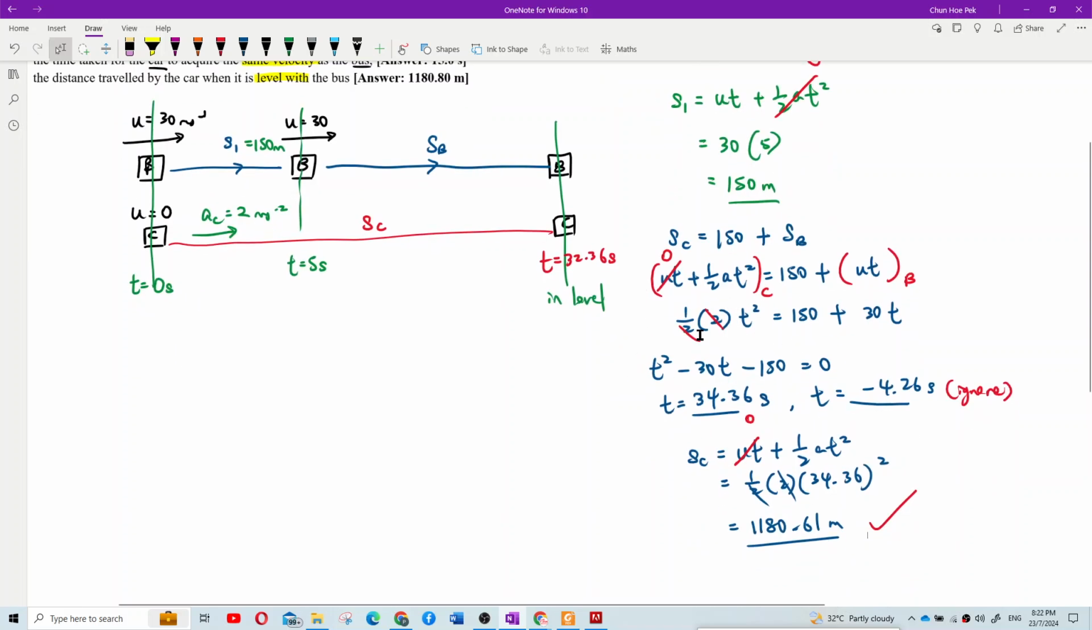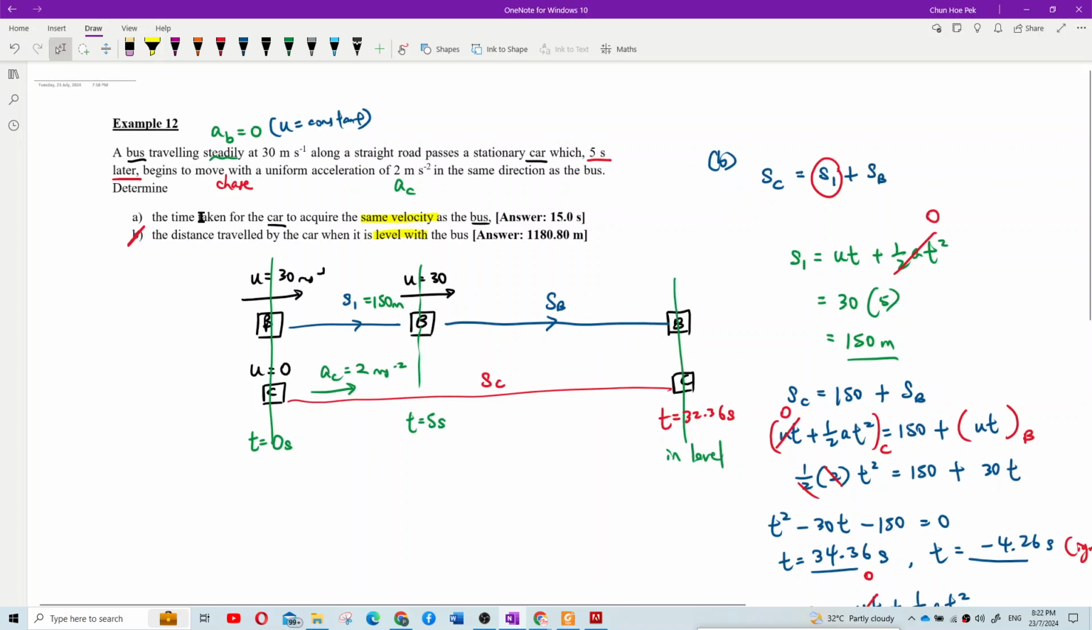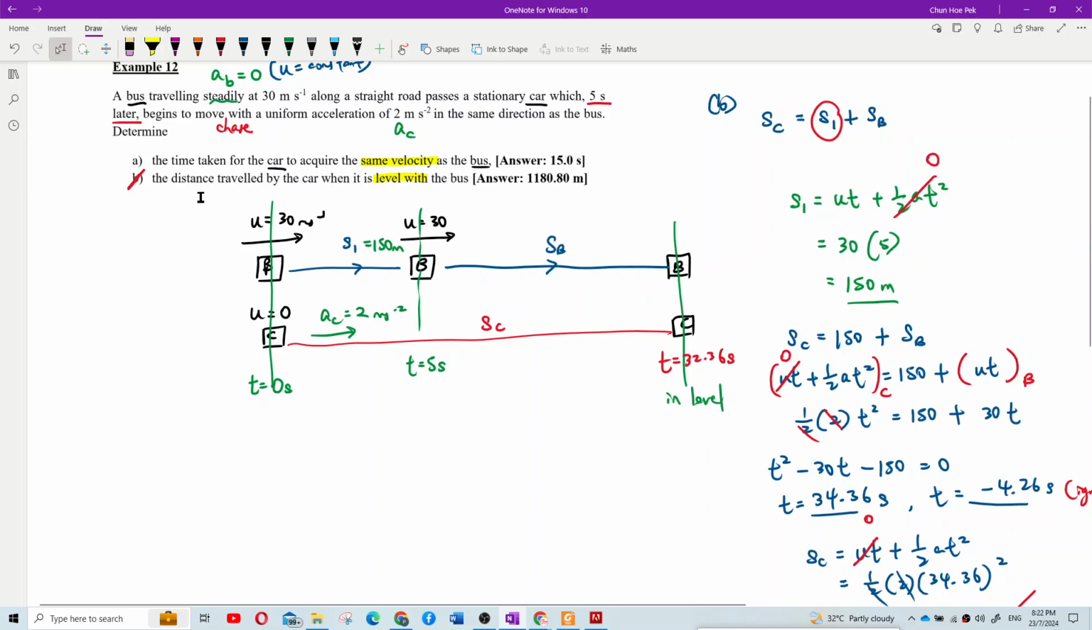Okay, bagus. Okay. So now let us look at question A pula, ya. Question A bukan about distance, is about same velocity. Maksudnya kalau in level dia punya velocity lain, dia bukan same velocity, ya.